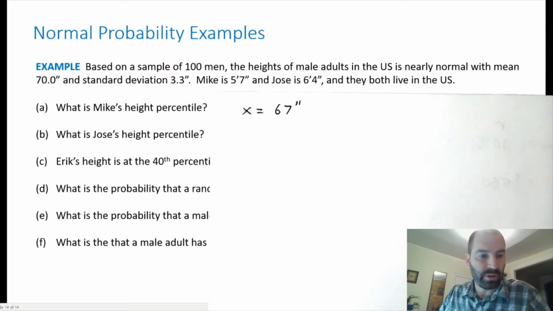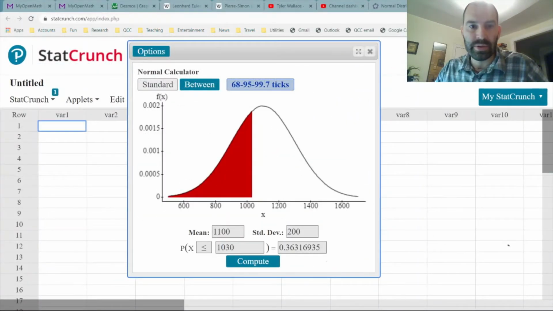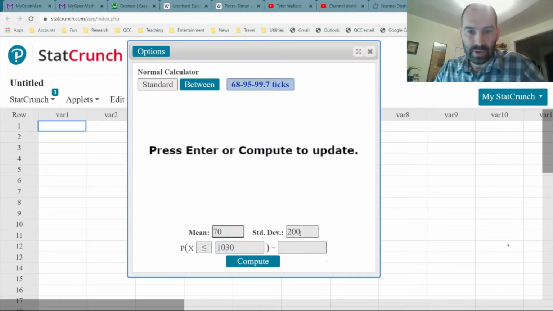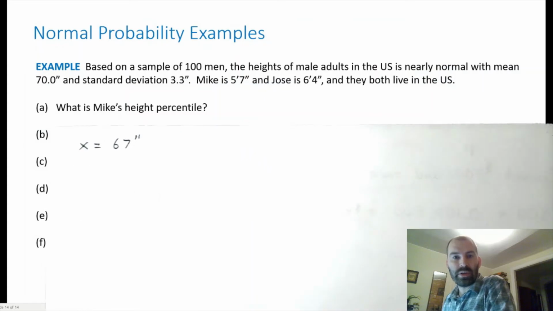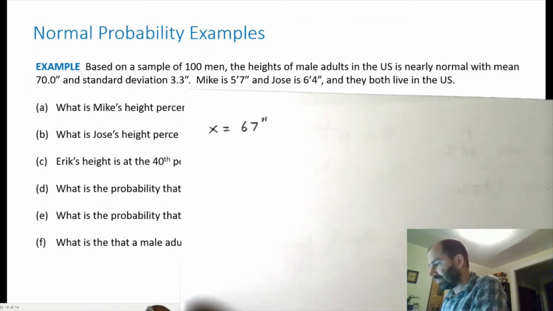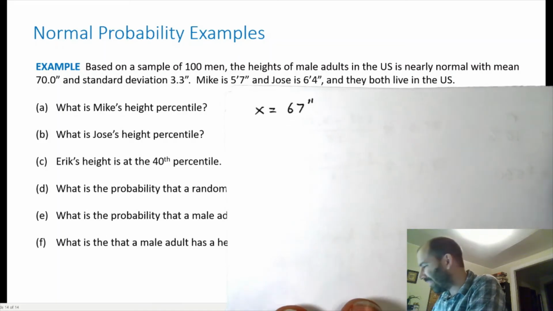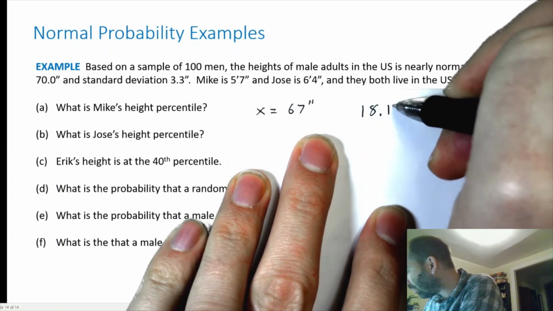Okay, so let's go over there. The mean was 70. The standard deviation was 3.3. And we're looking at the probability of getting somebody less than 67. And there we have 0.1817, if I round correctly. But I want a percentile, so I'm going to turn that into a percent by multiplying by 100. So 18.17. So for part A, the answer is 18.17. That's the percentile.